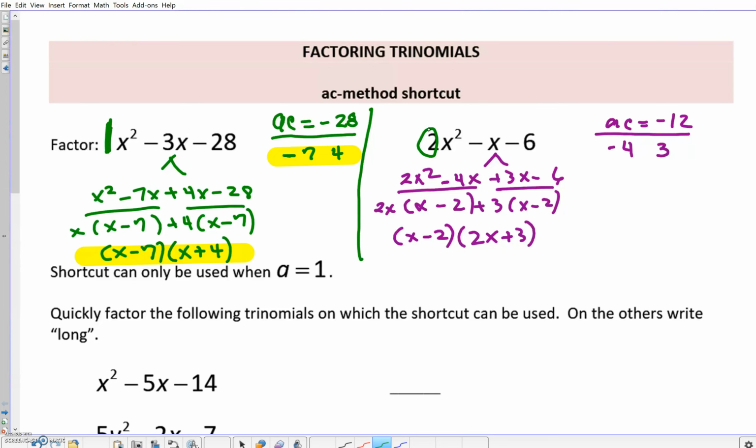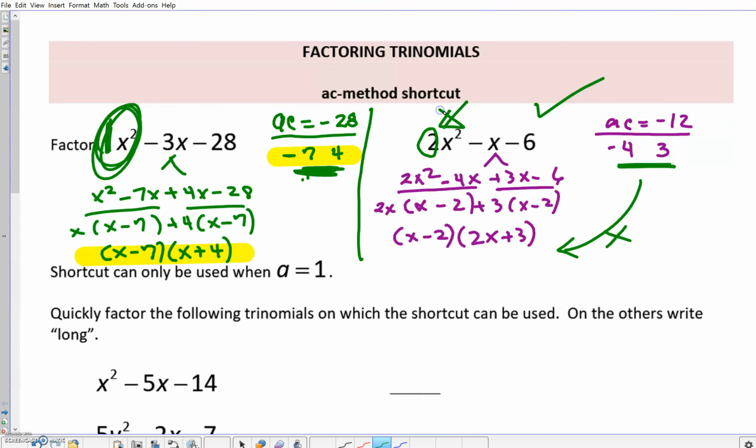So notice, going through the steps of the AC method, how the numbers I choose here are -7 and 4, and when I finish my factoring you can see this x minus 7 and x plus 4 right there. The x's come from the x squared. On the second side over here I have 2x squared minus x minus 6. On this one I get -4 and 3, but that does not show up in the answer. So the shortcut does not work whenever you have a number other than 1 in that first spot.